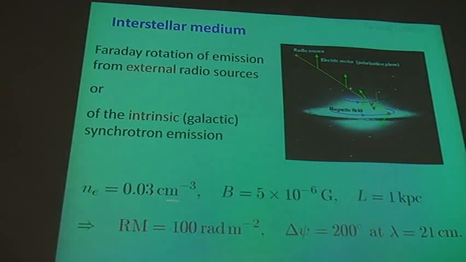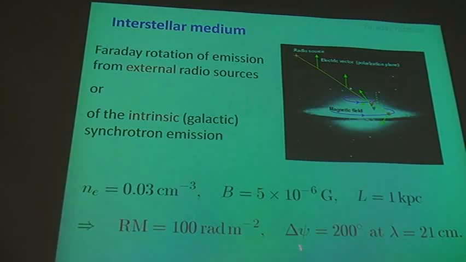For an electron density of 0.03 per cubic centimeter, which is known from independent data, a magnetic field of 5 microgauss, and a path length of the order of 1 kiloparsec, sort of typical values, you will get an RM, which is all of them multiplied, of 100 radians per square meter. This means that the 21 centimeter polarization angle will turn by 200 degrees. You know, almost 100 degrees, half the way. At 3 centimeters, it will be 50 times smaller, 4 degrees.